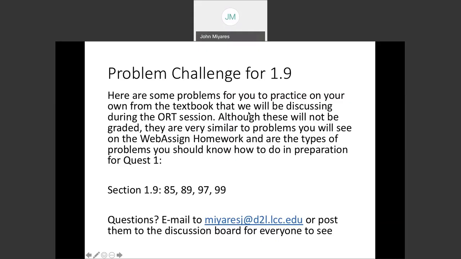Although these problems will not be graded, they are very similar to problems you will see on the WebAssign homework and are typical of the types of problems that you should know how to do in preparation for our first quest. In fact, if you can do the problems from the problem challenge, you should be okay with these types of problems on the quest. The answers to these particular problems should all be available in the back of your textbook, or for those of you with an ebook, there's probably a resource near the very end of the book that has the answers to the odd numbered problems.